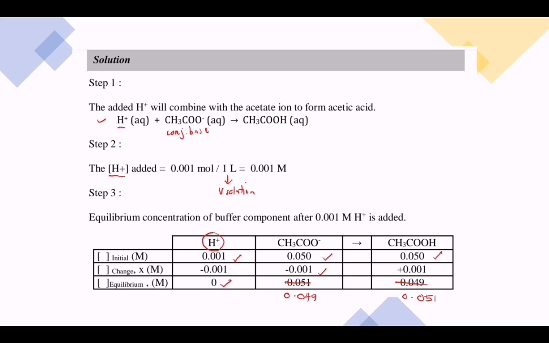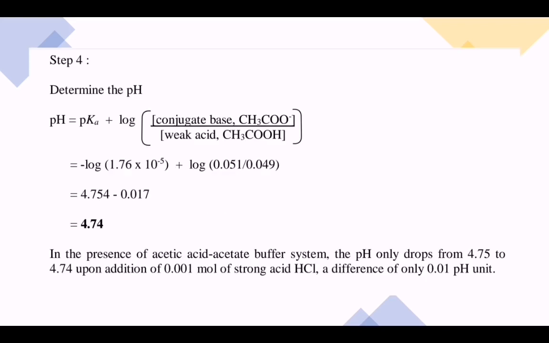Now we have the new concentration of both acid and the conjugate base. Now we just have to insert the new concentration into the equation for the buffer solution. The Ka is given, so just insert the new concentration. We have 0.049 for the conjugate base and for the weak acid, we have 0.051. After calculation, you will get 4.74.